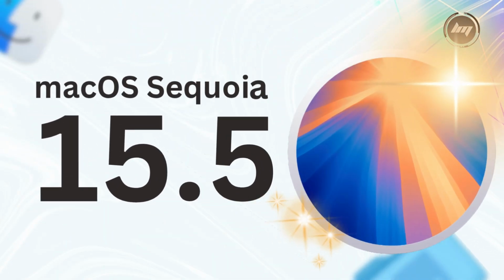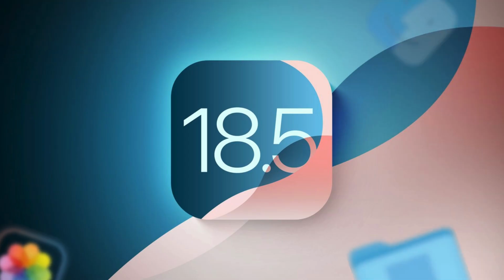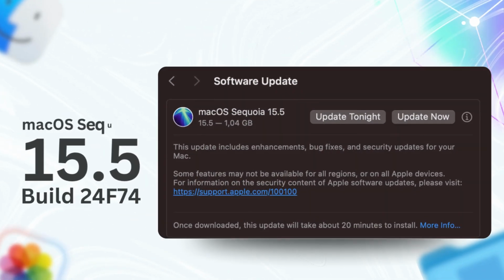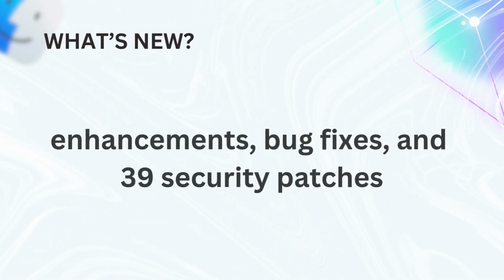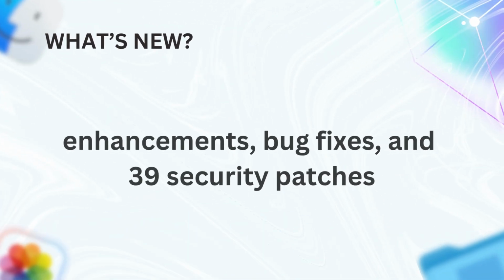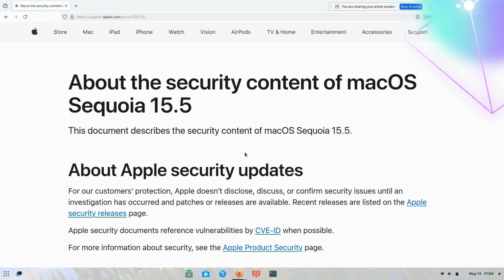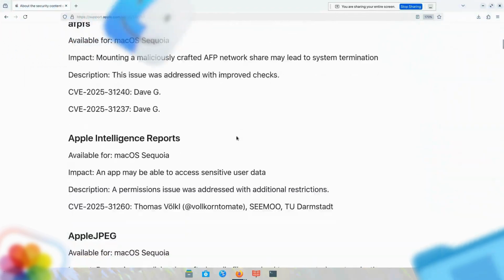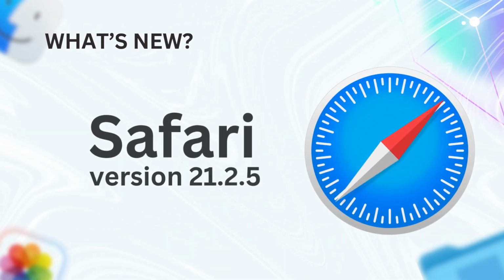Apple dropped Sequoia 15.5 alongside updates for iOS 18.5, watchOS 11.5, and more. The build is 24F74, same as the release candidate, so beta users, you're already good. So what's in 15.5? It's packed with enhancements, bug fixes, and 39 security patches, including 8 for Safari's WebKit, bumping Safari to version 21.2.5.